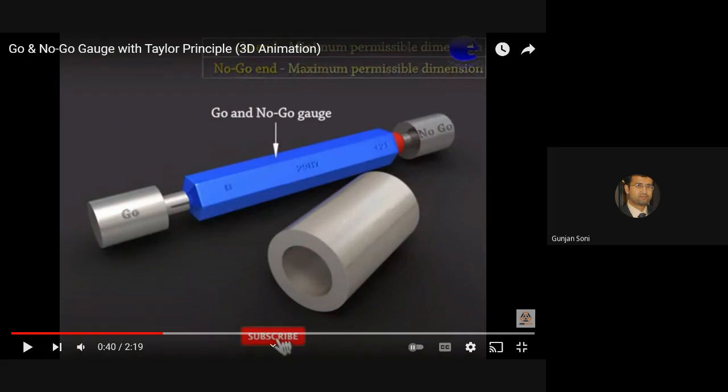Okay. So plug means you are plugging it for the internal dimensions, checking the internal dimensions of the cylinder. One more video I'm showing, which might make it a bit clear. So let me complete this one first.